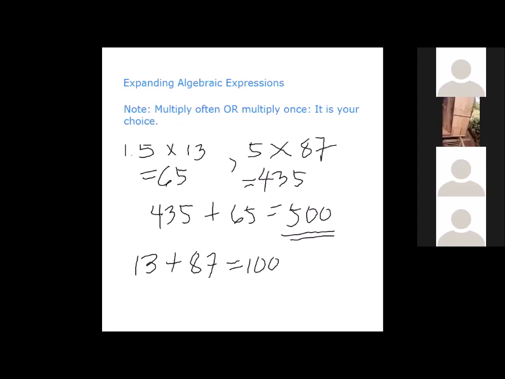Now, we will multiply 100 by 5. How much is it? 500. 500. I heard it. Okay. So we have 500. Now, if you're going to compare our first answer, when we separately multiplied 13 and 87 by 5, we got 500 as our sum. And when we add 13 and 87 and then multiply the sum, which is 100, by 5, we also get 500.